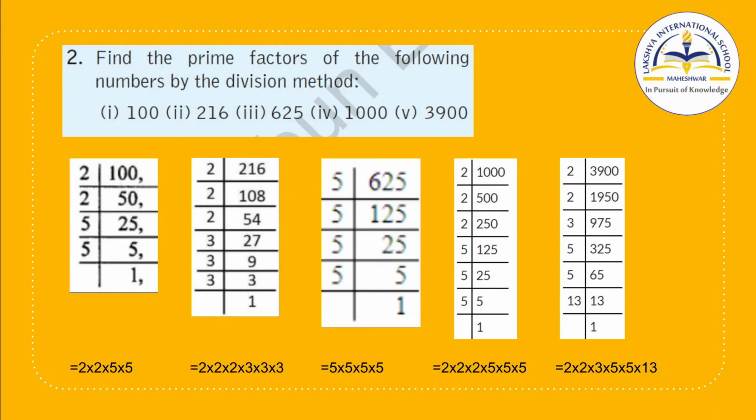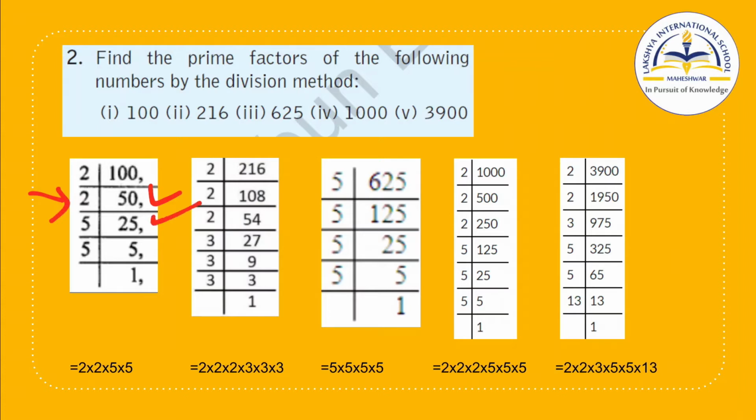Question number 2. Find the prime factors of the following numbers by the division method. Here you have to take the LCM. First is 100. First you have to write 100. It is divisible by 2. So first here you have to write 2. By dividing by 2 we get 50. Now 50 is also divisible by 2, so again we write 2.